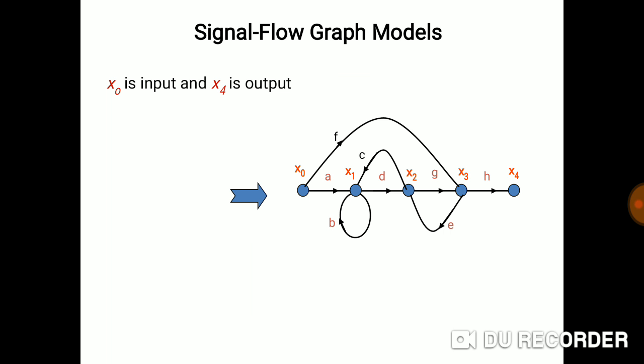Then we'll consider signal flow graph models which show a number of nodes. X0 is the input, X4 is the output node. It has the nodes X0, X1, X2, X3, X4, and its transfer functions A, B, C, D, E, F, G and H. It has some directions. We can say that in this every signal is unidirectional. It has some input and output along with the transfer function.